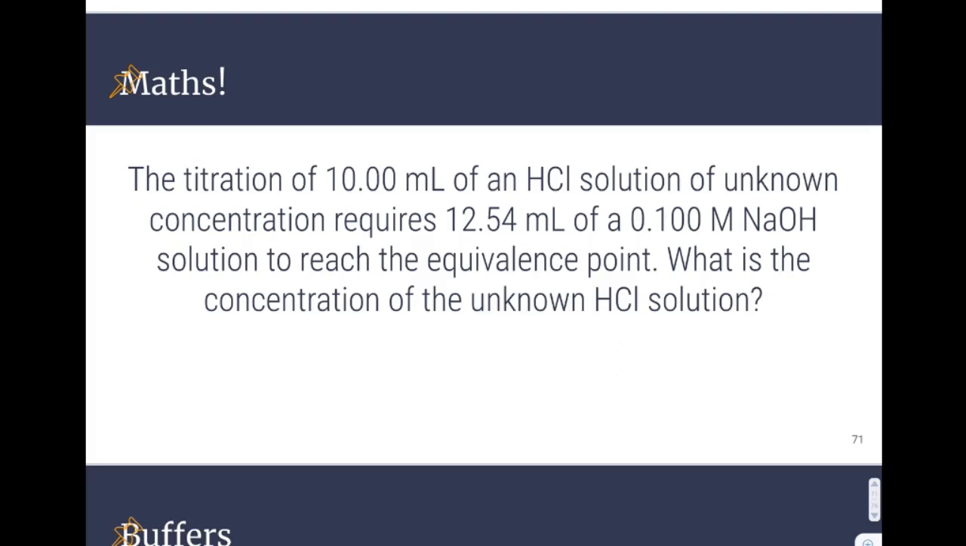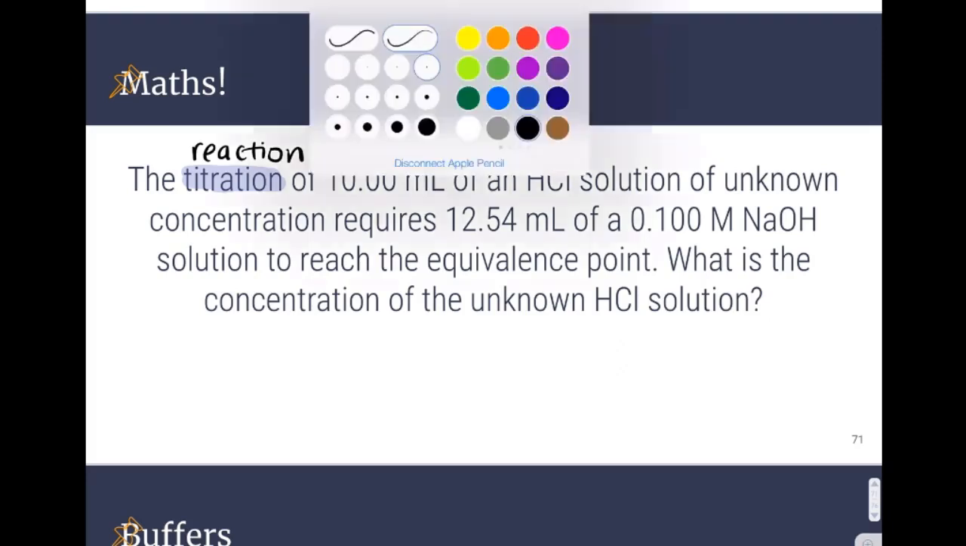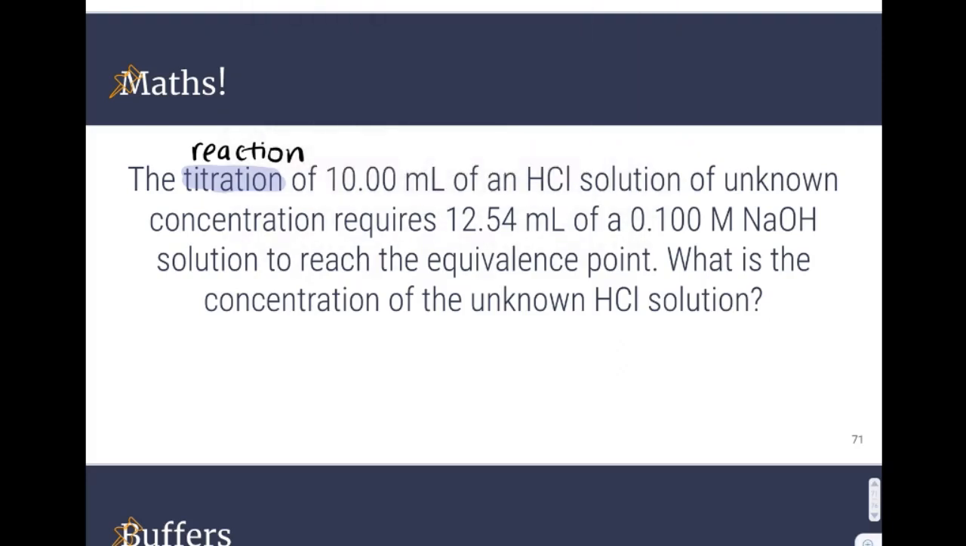Looking at this, first of all, I have a titration, which is a reaction. So anytime you see the word titration, you need to think, oh, this is a reaction. If you see that you're doing a reaction in math, you need to write an equation for that reaction. So we have HCl, which is an aqueous solution if it's an acid, requires how much sodium hydroxide? So sodium hydroxide is the base.